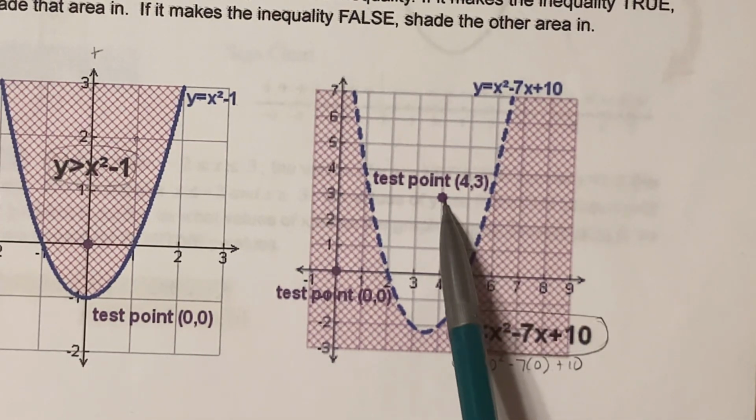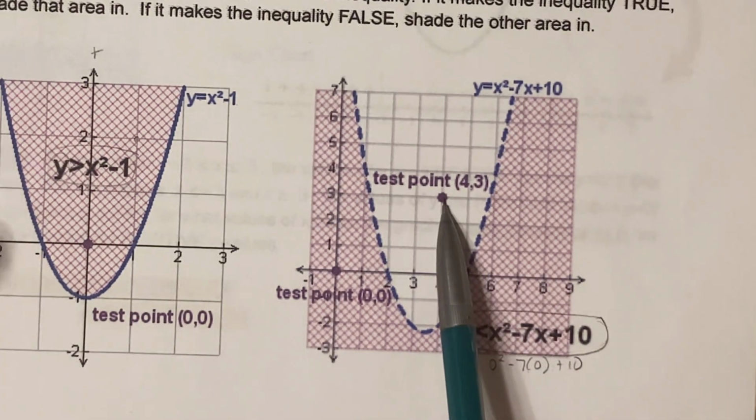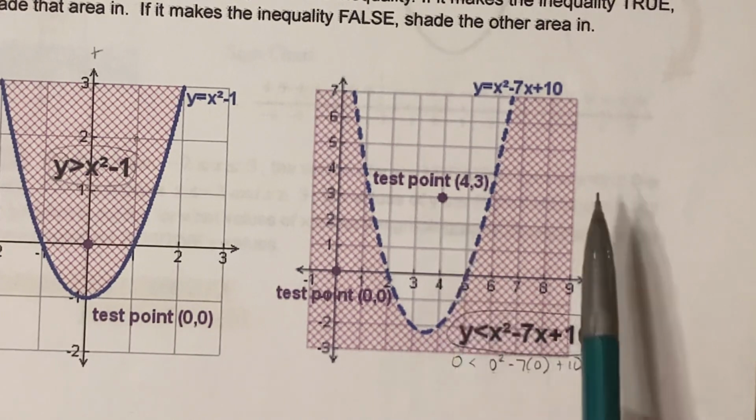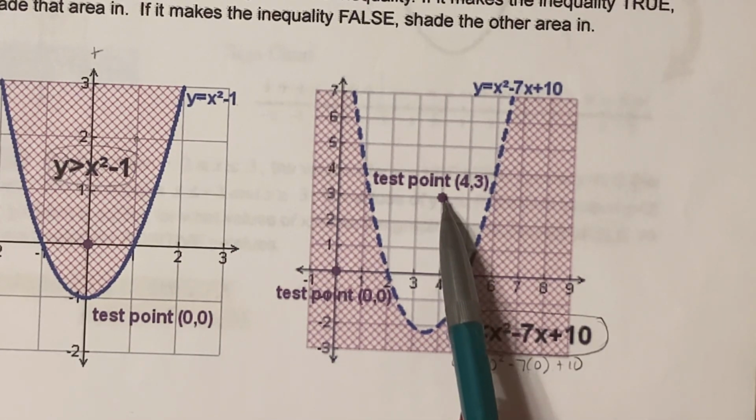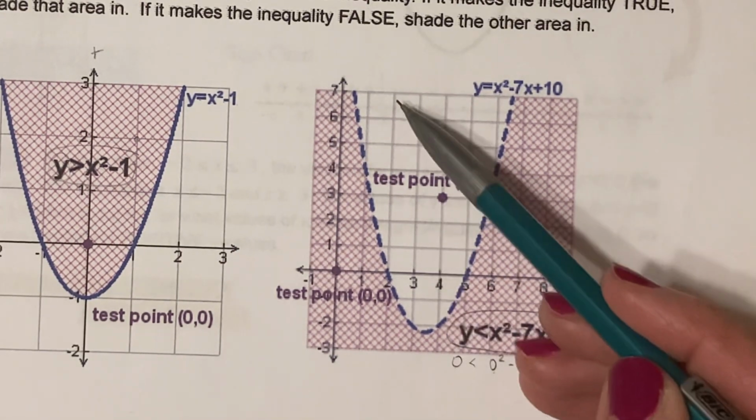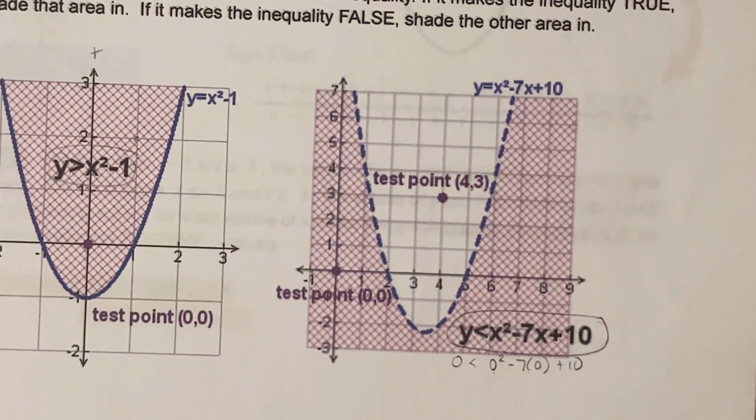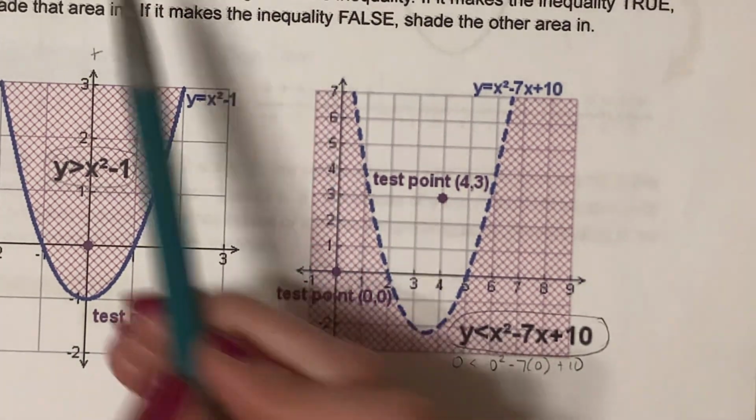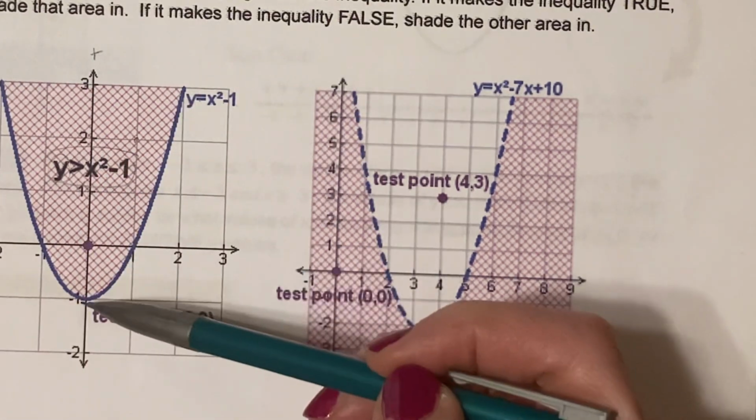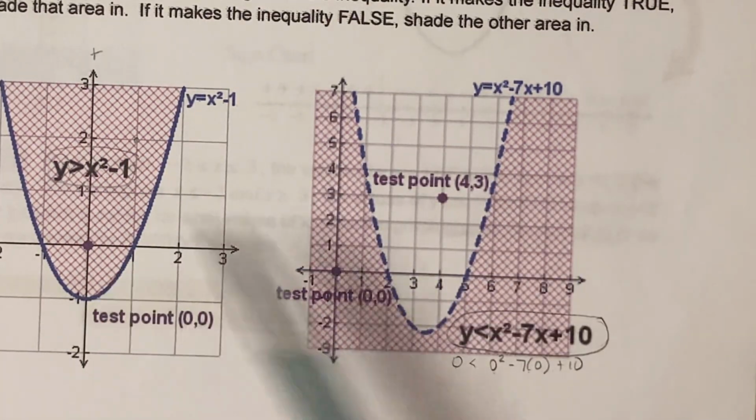If I were to pick the test point 4, 3, just a random test point inside my parabola, and plug it in, I would get a non-true statement. So I would know that since that doesn't make the inequality true, none of these points will make the inequality true as well. So how to shade the correct region? You can either shade above or below, or you can pick a test point.